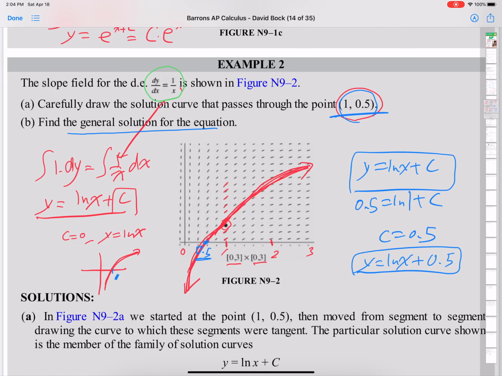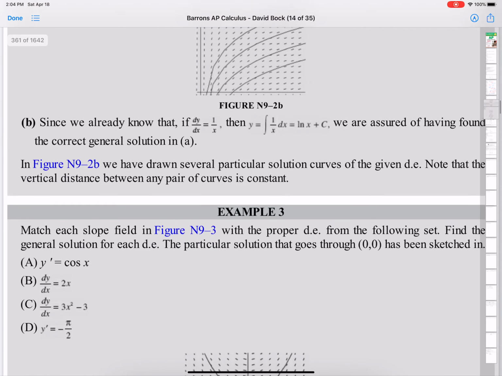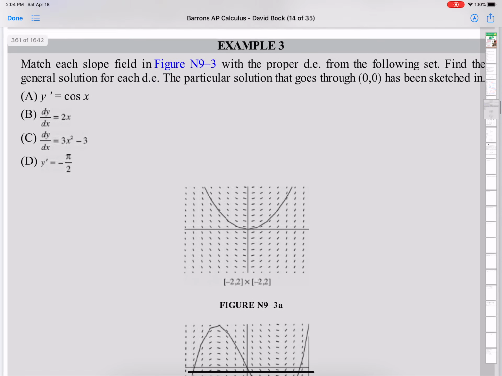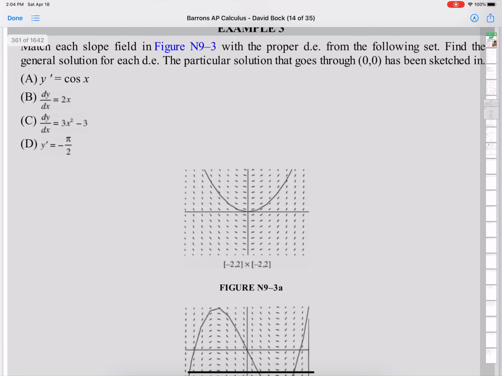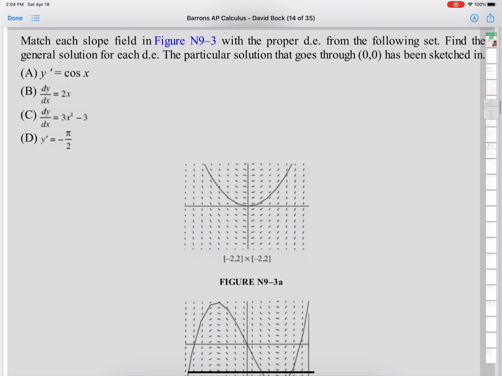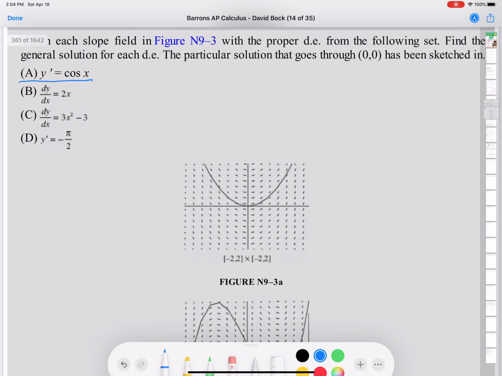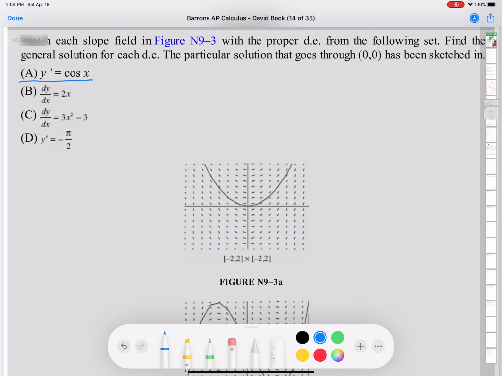Next, example 3. I'll solve just the first two problems only, okay? Because I solve A and B only. If you know how to solve A and B, C and D are kind of the same thing. So solve A first, okay? Find that slope field. Derivative y prime, y prime means dy over dx, right? That is cosine x. So which slope field represents that differential equation?